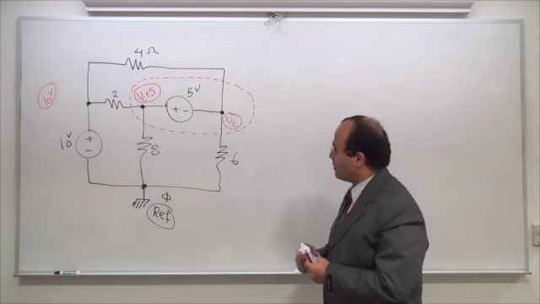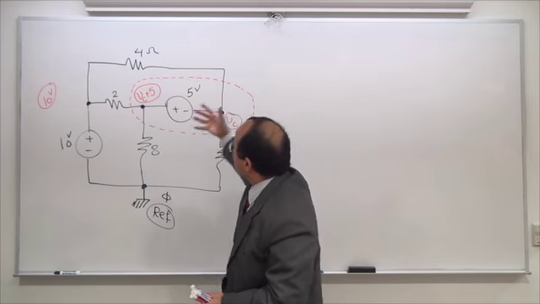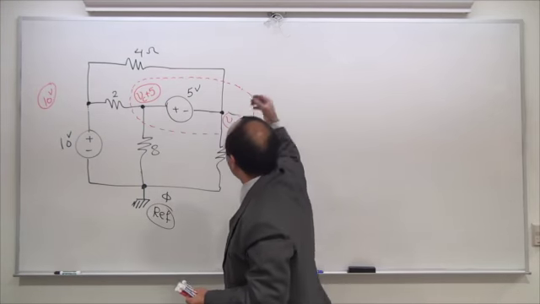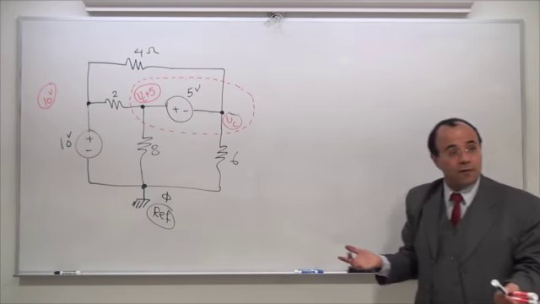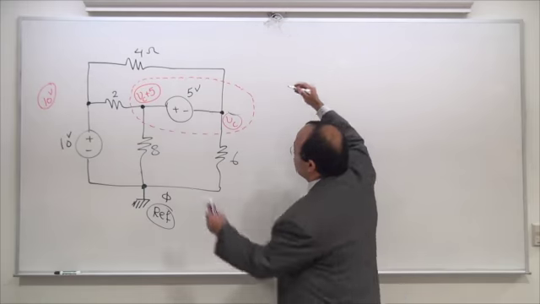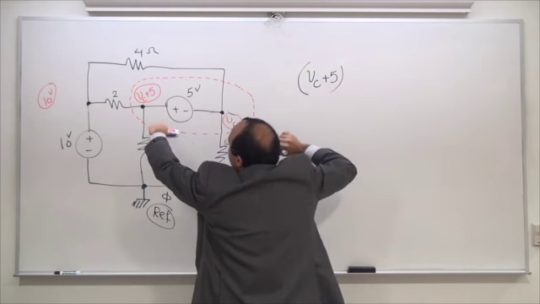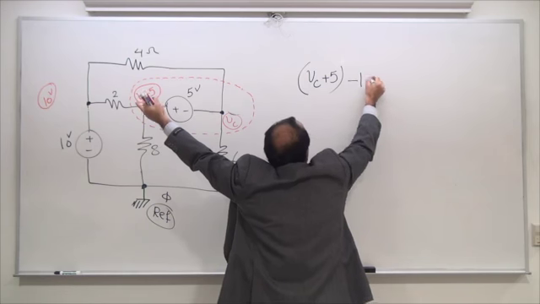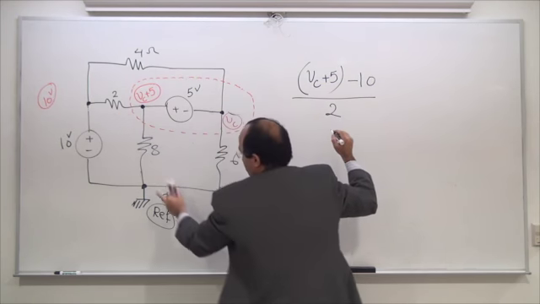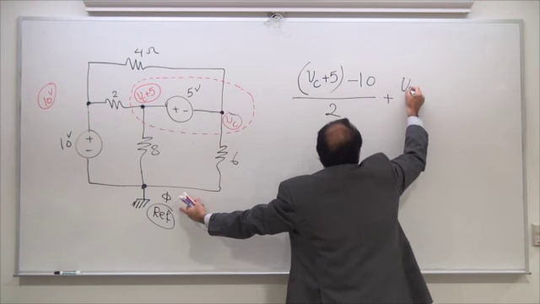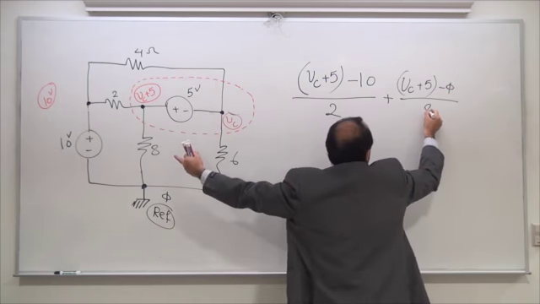Let's begin on the left hand side. This supernode is the biggest one of the entire design in my mind. Therefore, all the currents are actually leaving from the node except the one that is pushed into the node itself. Nothing is pushing itself or extracting itself from the node. So I'm going to say on the left-hand side, VC plus 5 minus VA, that is 10 divided by 2. That's this guy. VC plus 5 minus 0 divided by 8. That's the next one.